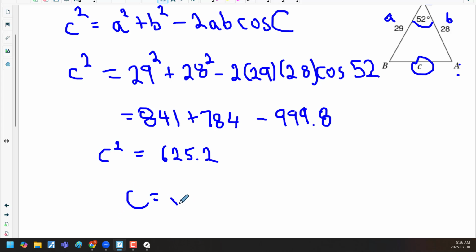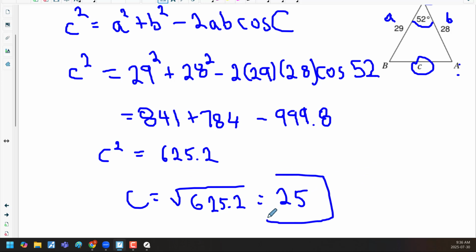C is going to equal the square root of this number, which is, what is that? The square root of 625.2. It's close to 25. It's basically 25. So we're going to say C is equal to 25. That is the final answer.